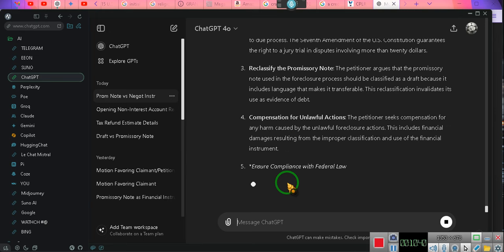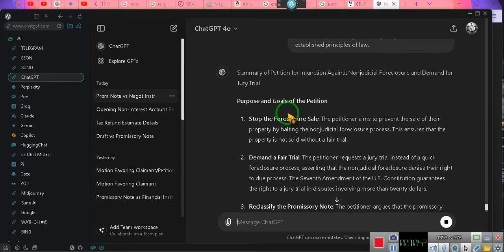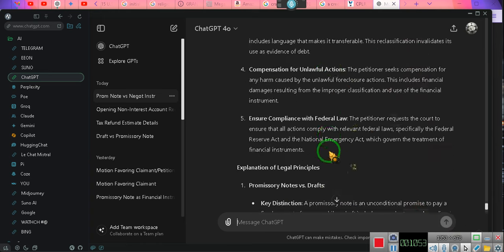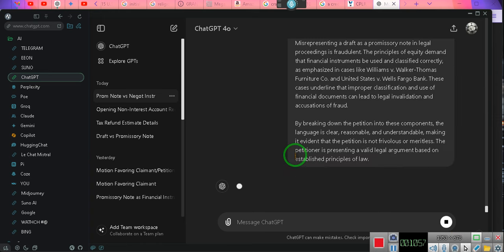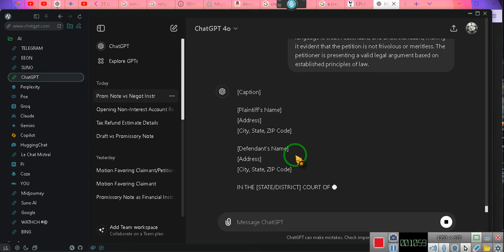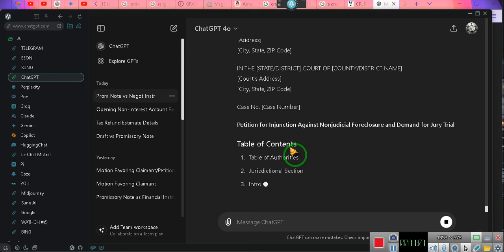Okay, he's explaining what it's used for. See, summary of the petition for injunction against non-judicial foreclosure and demand for a jury trial. Nobody said jury trial. No, we're going to make him do it again. I'm not even going to tell him about a jury trial, because he knows I didn't ask for no stupid jury trial. I said trial by jury. Y'all know me. I don't ever say nothing about no stupid jury trial.